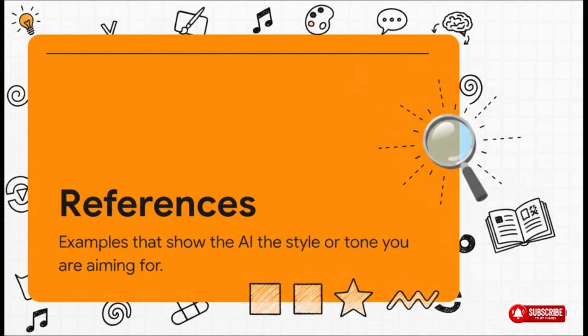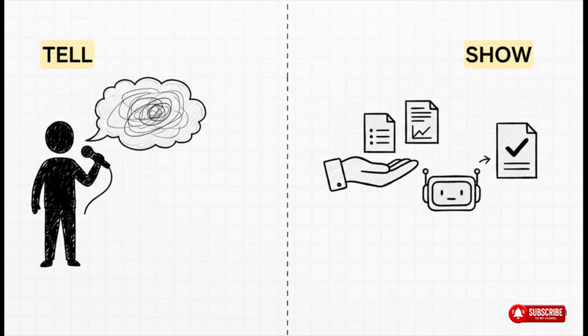Now, references. These are your secret weapon for nailing the style you want, and they're a little different from context. See, while context describes what you want, references actually show the AI how you want it. It's how you match a very specific voice. So the main takeaway is this. You've got to show, not just tell. Give the AI a few examples of your best performing social media posts, or maybe a couple of product descriptions you really love. This turns a vague idea like "make it sound cool" into a very real target it can aim for.